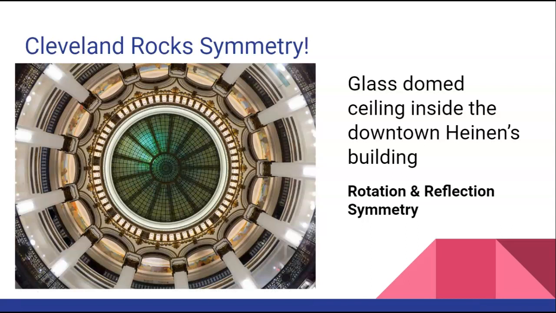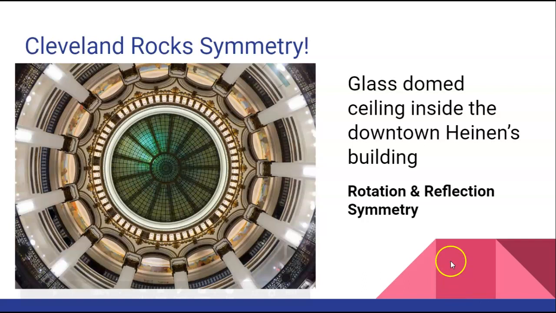Here are some examples of symmetry in Cleveland, both rotational and reflection symmetry. This is a picture of the glass dome ceiling inside Heinen's downtown. This has rotation and reflection symmetry. If you can envision that dome rotating left or right, minus the artwork and the pictures, the general shape, the general architecture, is going to match up.